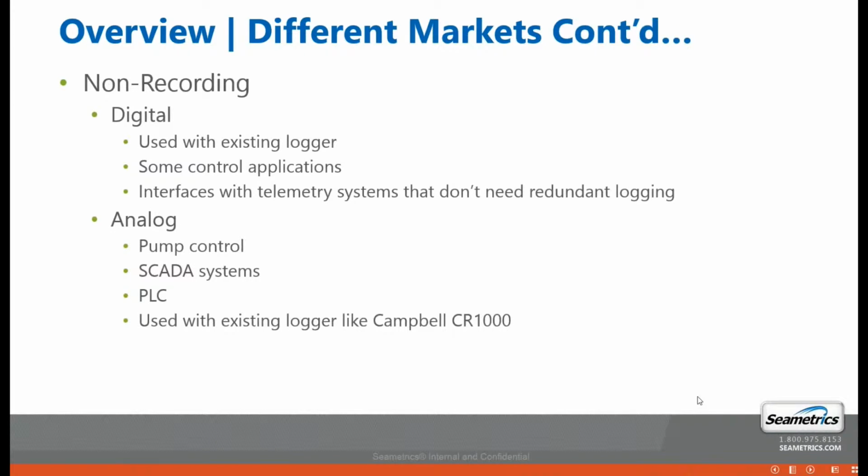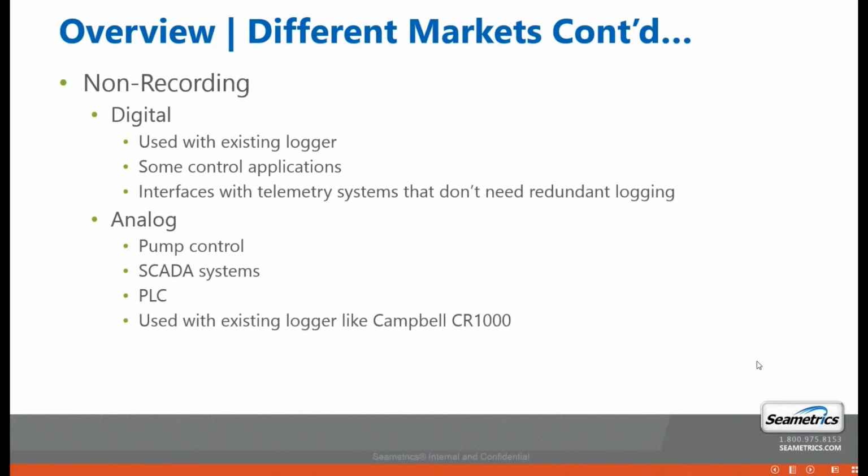There are also non-recording digital devices. These are typically used with telemetry systems that don't need redundant logging. They also are used for control applications like pumps, to turn them off once the water hits a certain level, things along those lines. Or if you have an existing logger that you need to hook it up to. For us, the digital sensors tend to be an SDI-12 output, which is very common. I understand that you use that in Australia as well.